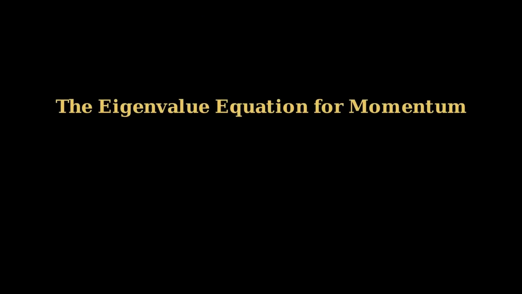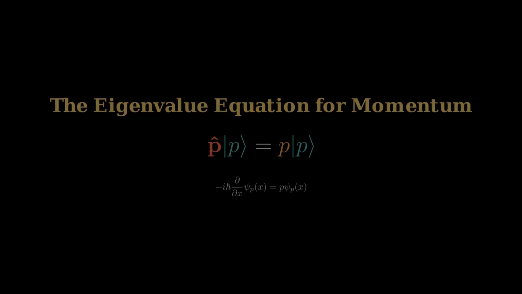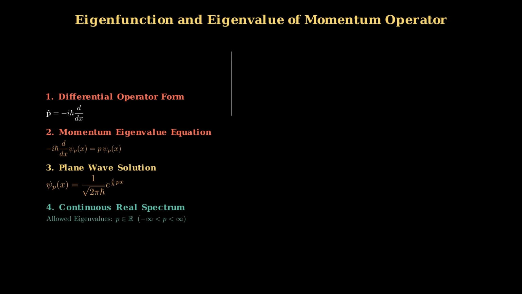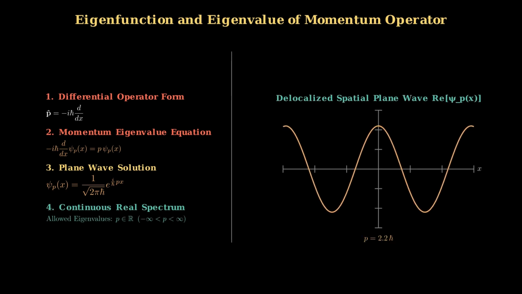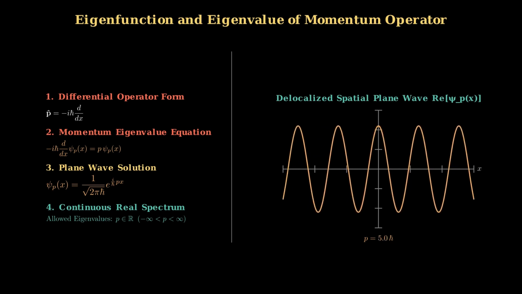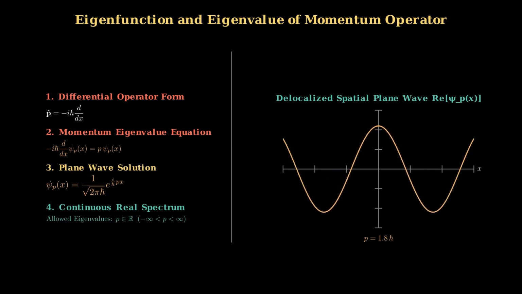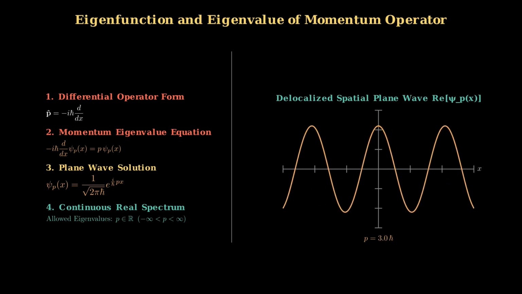The eigenvalue equation for momentum. For momentum, we use the differential operator minus i h bar times the derivative with respect to x. Momentum operator p hat on psi sub p equals p times psi sub p, which means minus i h bar times d psi by dx equals p times psi of x. Solving this differential equation yields complex exponential plane waves. Psi sub p of x equals 1 divided by the square root of 2 pi h bar times e to the power of i over h bar times px. Position states are localized spatial spikes. Momentum states are uniform plane waves.